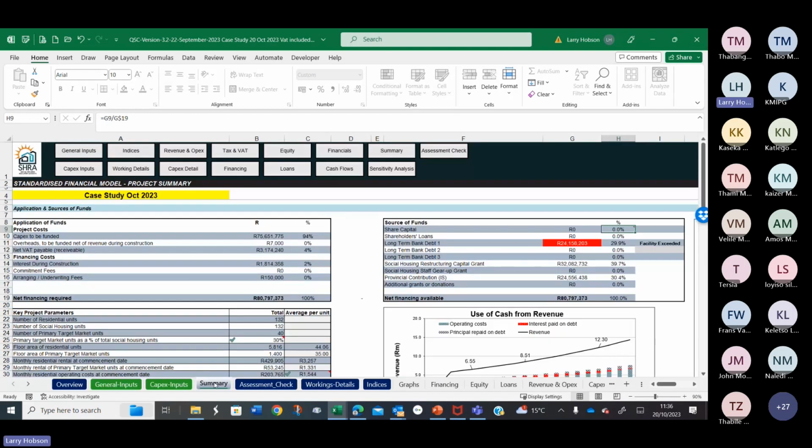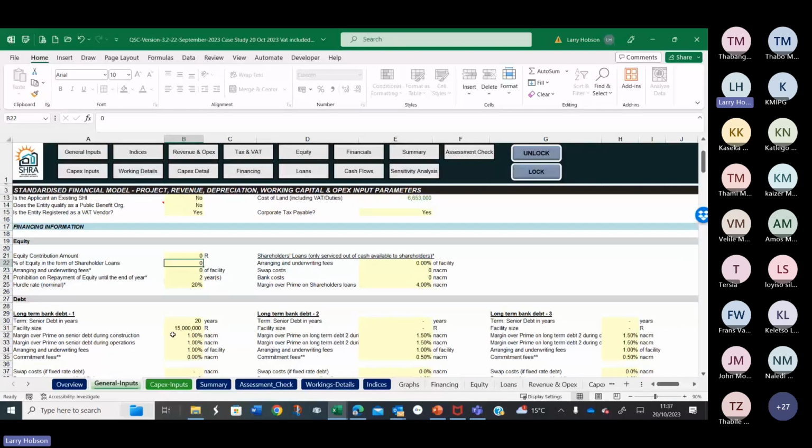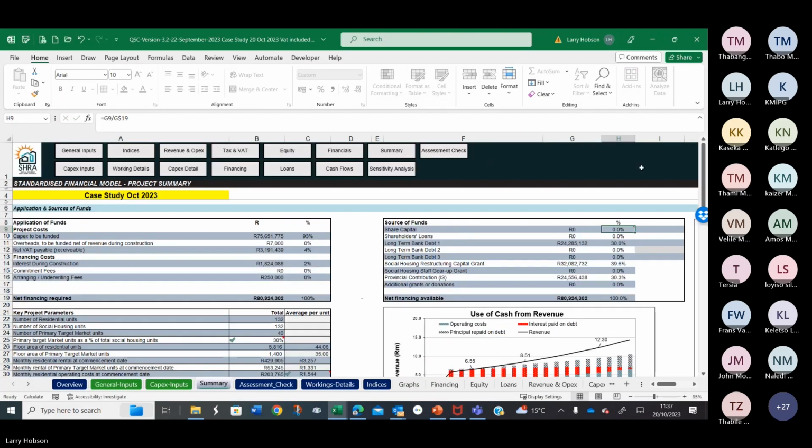Let's have a look at what the summary says. Okay, so the summary says we've exceeded our facility. Easy enough. We go and change the input on the facility and make that 25 million. Right, so we don't have a red there anymore. We're now going to be borrowing 24 million in the project, which is 30% of the total.